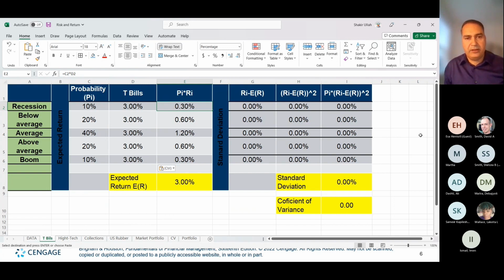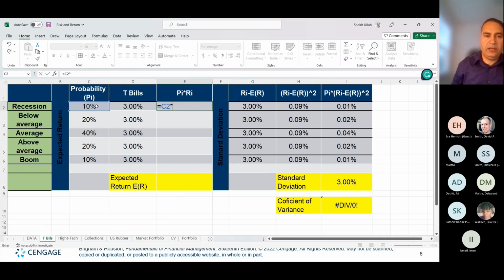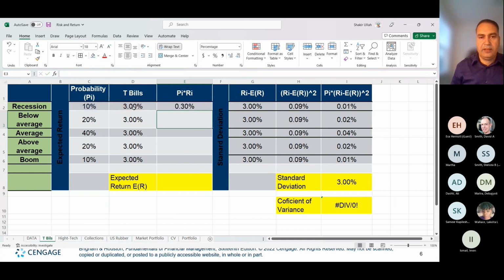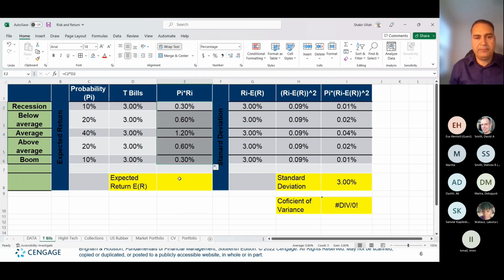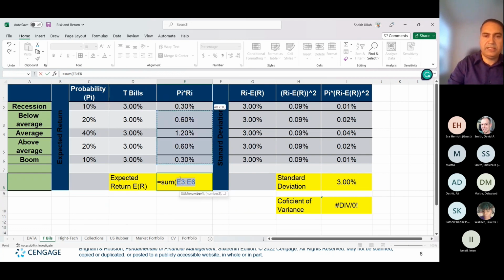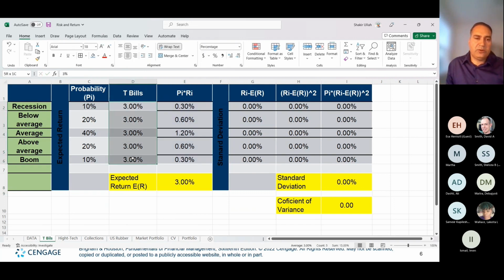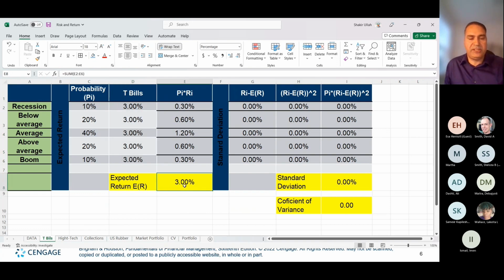So probably we don't need to redo it, but let me redo this one more time for you so that you understand it. Again, we multiply the probability with the given return, and we do that for all of them. Then we find the sum of these probability adjusted returns, and we get 3%. You can see the given returns are also 3%, and the expected return is also 3%. Because that is a risk-free asset, you will always get what you expect.